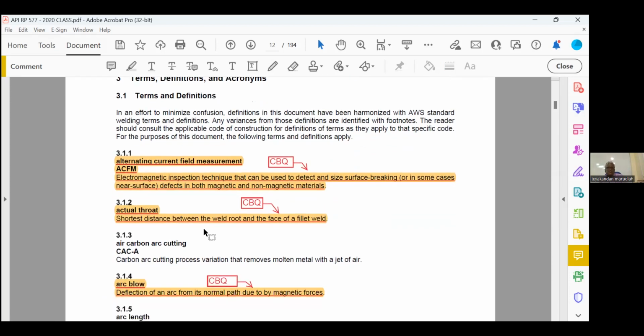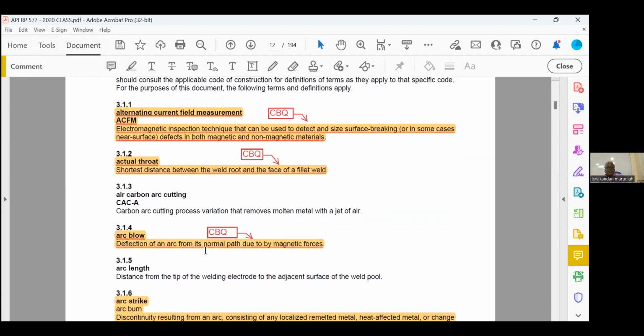Then what is actual throat? That is a closed book question. Shortest distance between the weld root and the face of the fillet weld. Arc blow, deflection of the arc from its normal path due to magnetic forces. That is closed book.